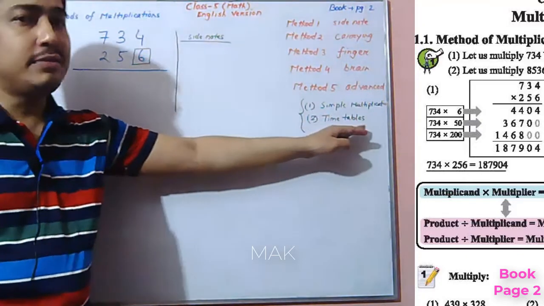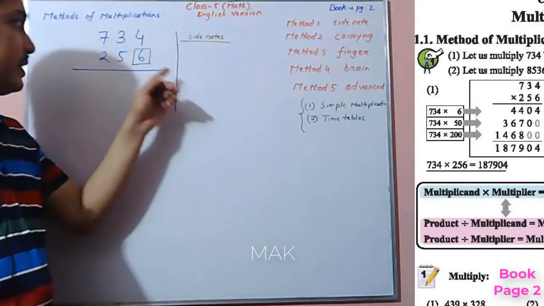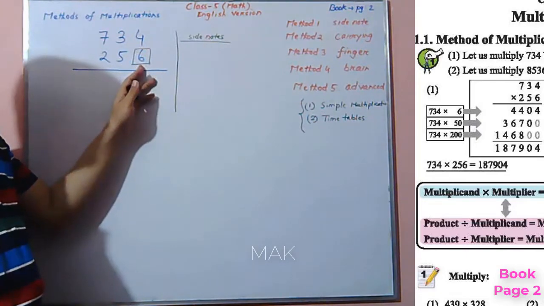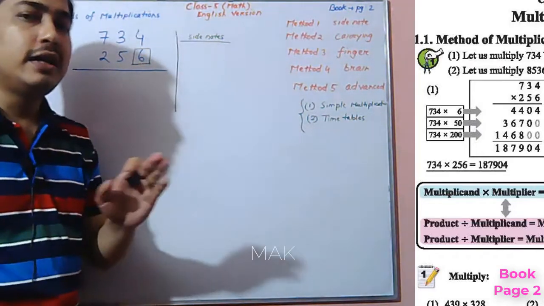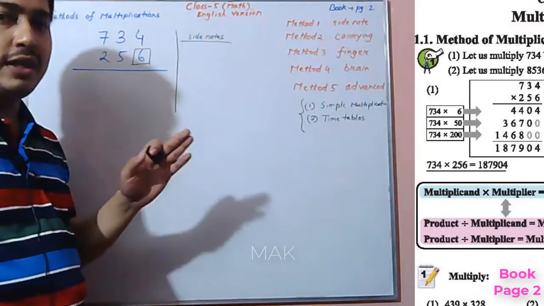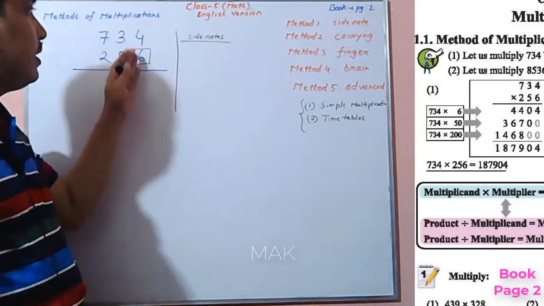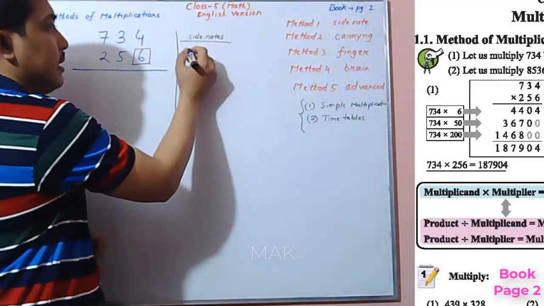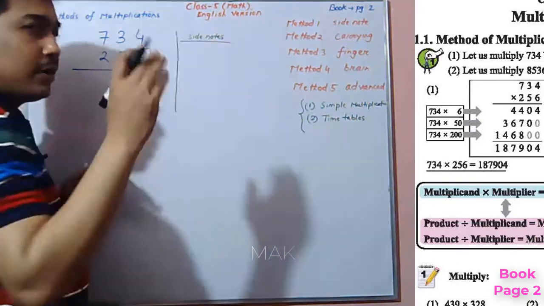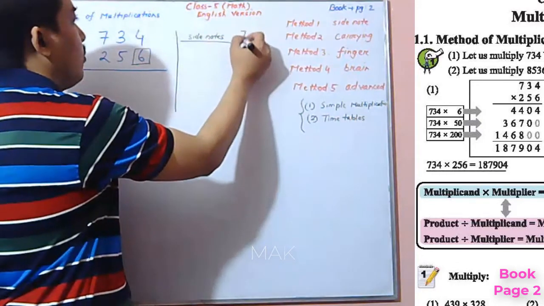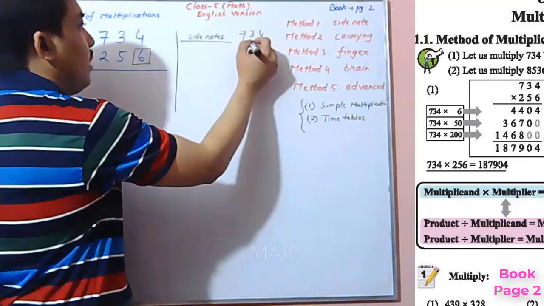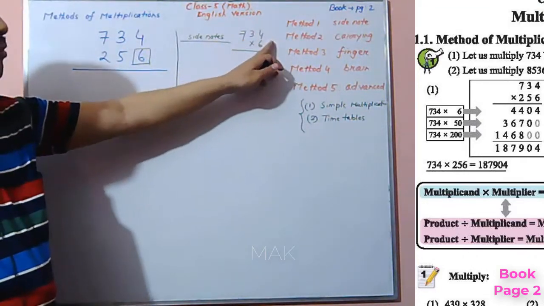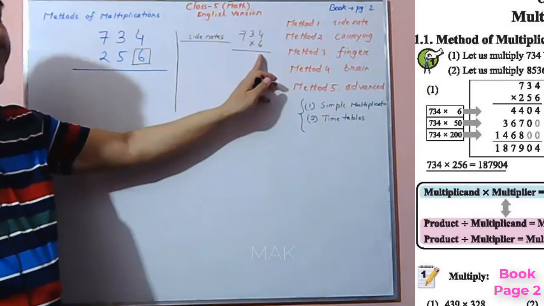Now look at the second one, timetables. You already know the timetables of 6, right? To do this successfully, you need to know the timetables of 6. If you are good enough in timetables and you know how to calculate the timetables of 6, then it will be easy for you and you will be able to do it quickly. So the first step is to imagine what we are going to do: 734 is going to be multiplied by 6. You have to multiply 734 with 6.